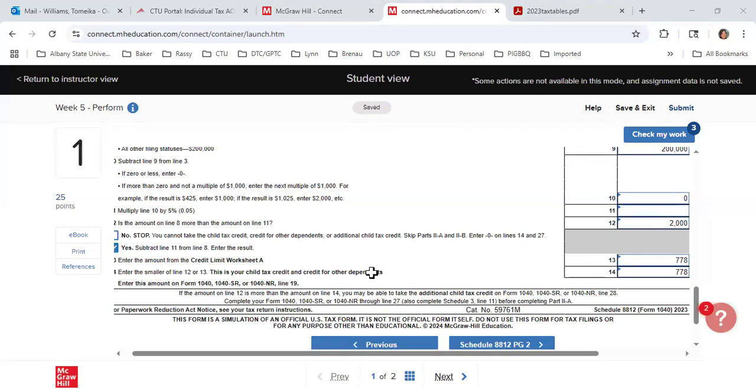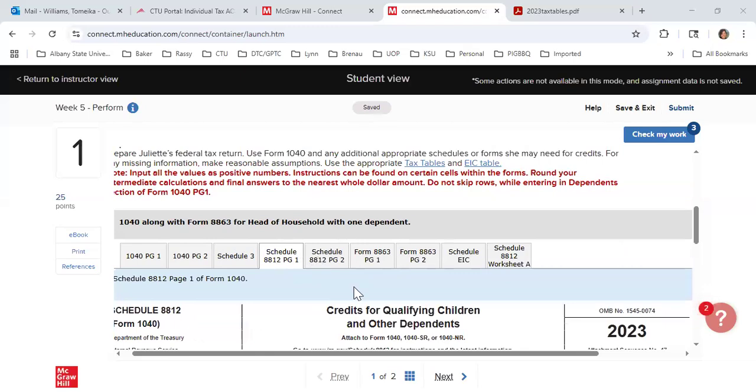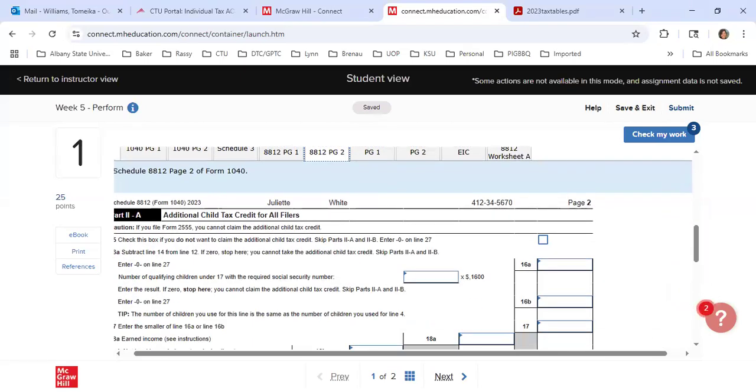Okay, I see that you all have it. So now we're going to go to page 2 of that 8812. The very first line, 16A, says subtract line 14 from line 12. So I'm going to tell you what these amounts are. Essentially, it's $2,000 minus 778. So 2,000 minus 778 is 1,222. And so we're going to enter that in box 16A.